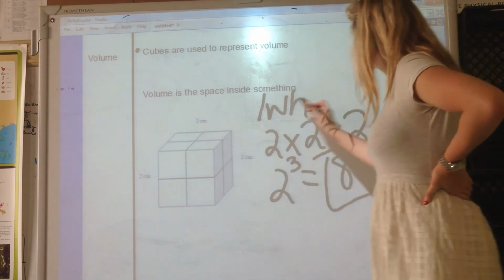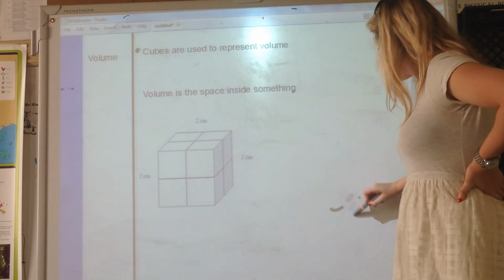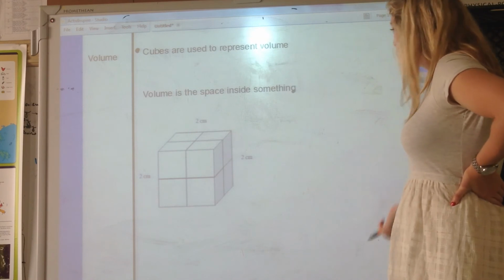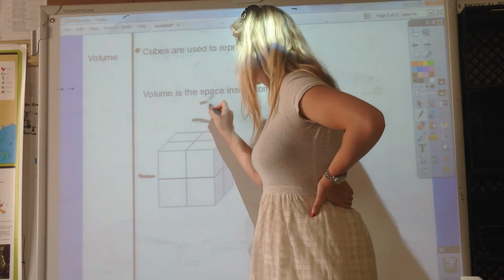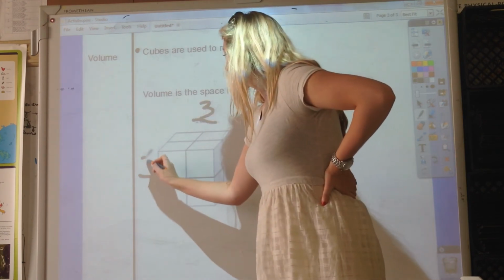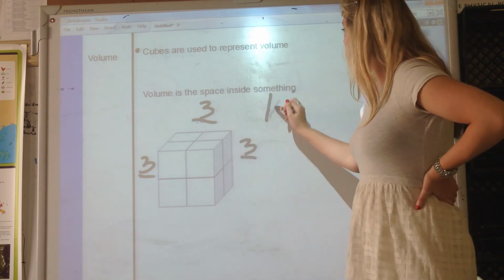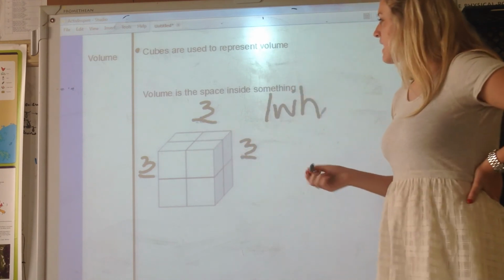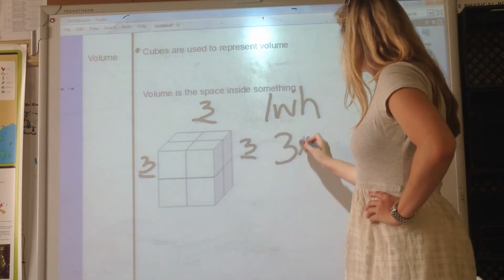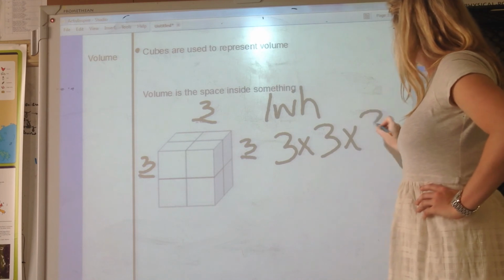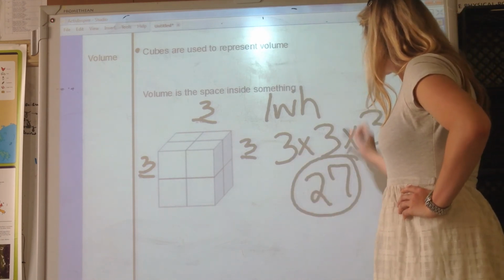Let's change the dimensions and show it again. All right, if I were to change these dimensions to 3, same process. If I wanted to find the volume, length times width times height. My pen is your pen. Make sure you have this down. So my length is 3 times 3 times 3, which of course will give me 27. So the volume is 27.